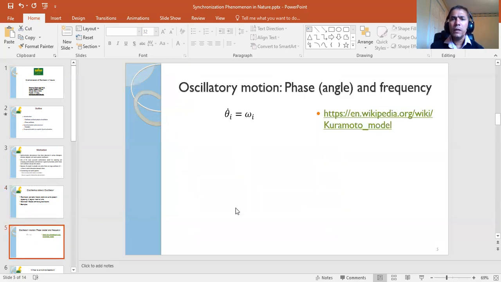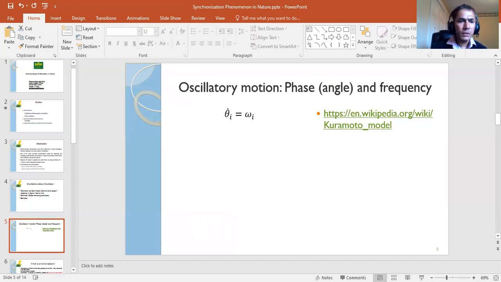Okay, I need to introduce this idea of phase. If you are not comfortable with the word phase, then you can simply say angle. And I need to bring a connection between angle and frequency. We'll talk about that after a couple of slides. Well, let me share a web page here, a definition of something related to oscillators. Let me play this video.